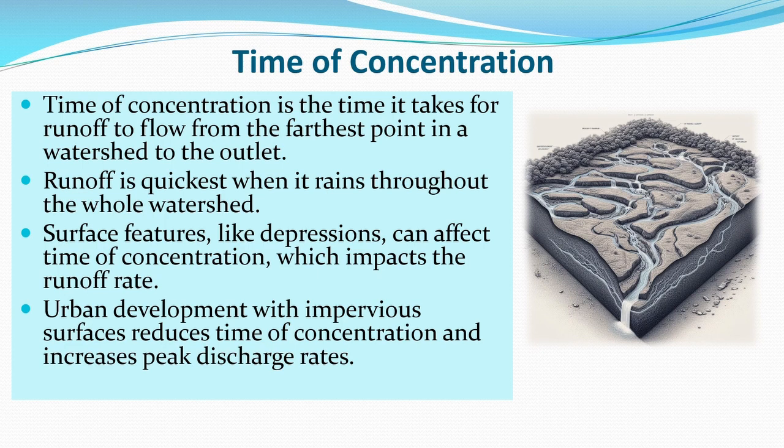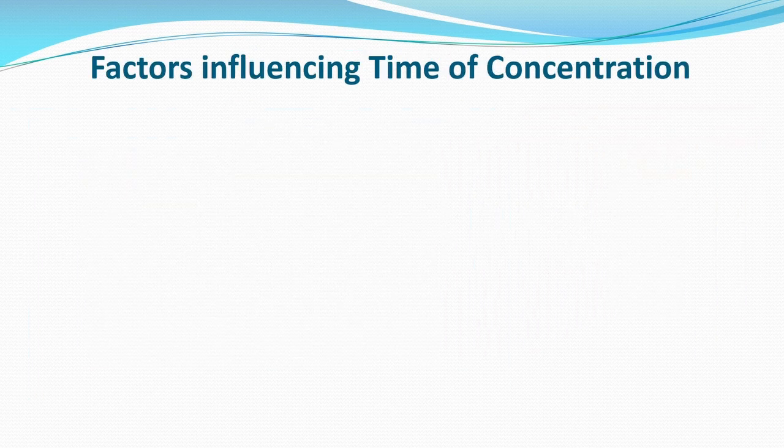Urban development with impervious surfaces will have lesser time of concentration and increased peak discharge rates. Yes, if the surfaces are impervious, it will take less time to attain the peak discharge, and the time of concentration will be quite less. The water will quickly reach the outlet point of the watershed. What are the factors that influence the time of concentration? Surface roughness, slope of watershed, size of watershed and characteristics of the channels present in the watershed.